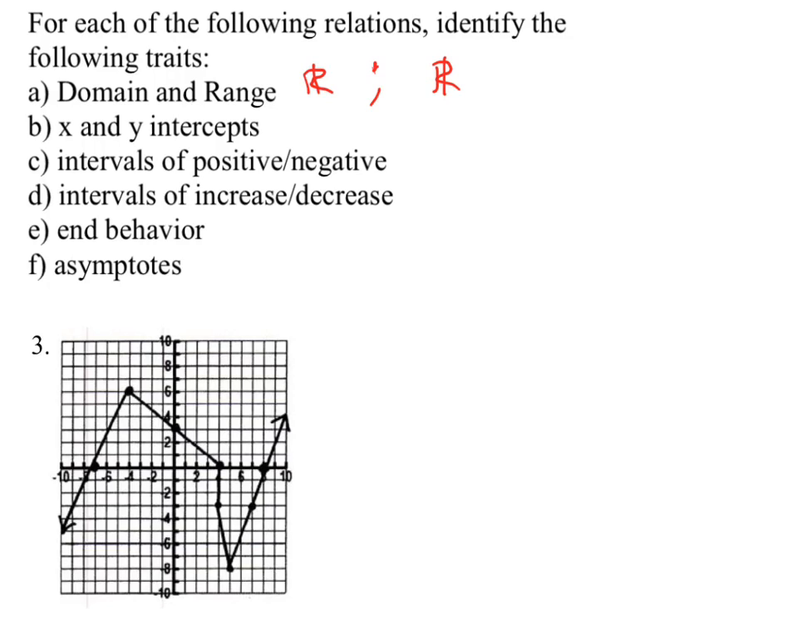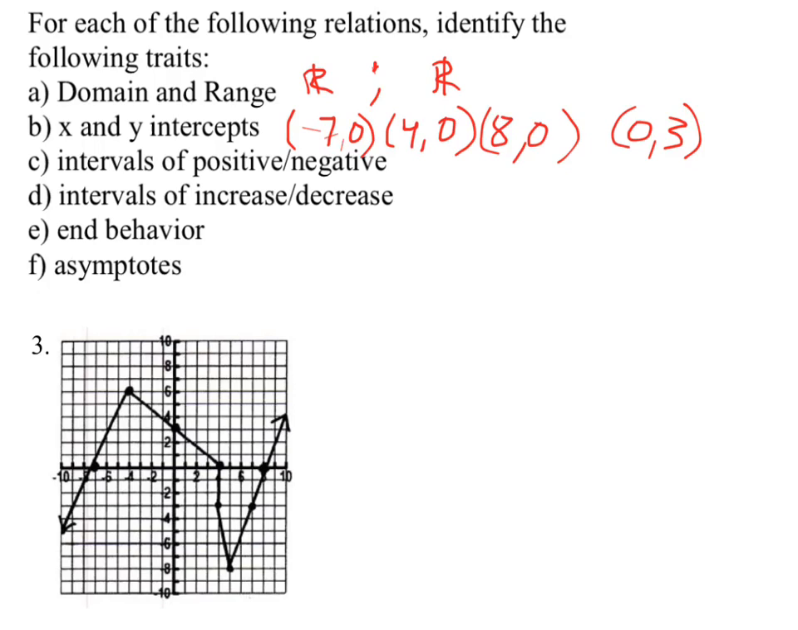The x and y intercepts, let's start with the x ones. There's one there, there, and there. And so those values are at negative 7, 0, 4, 0, and then 8, 0. And this one has a single y-intercept, which is right there, at 0, 3. So I can write all this down.